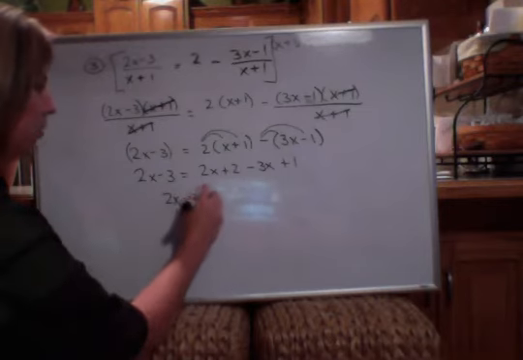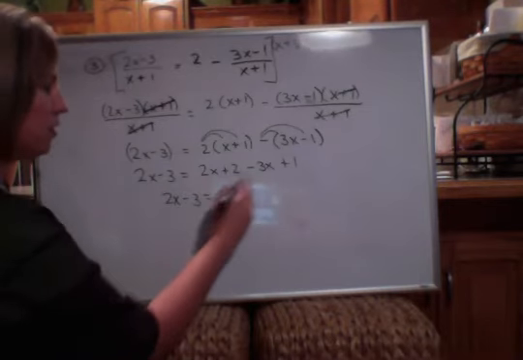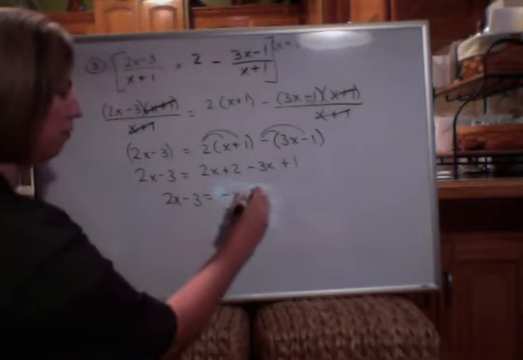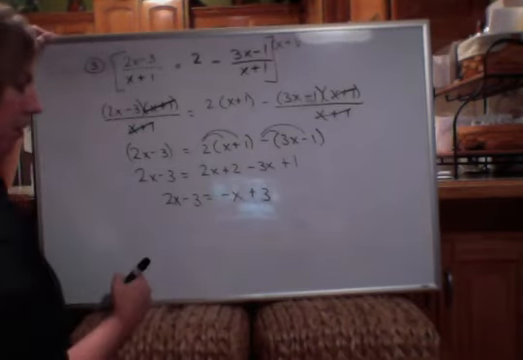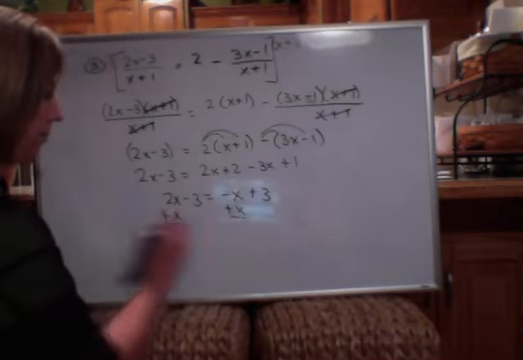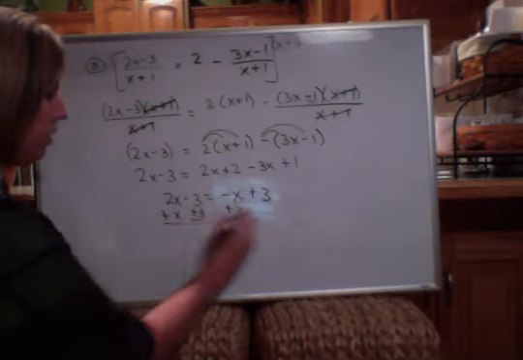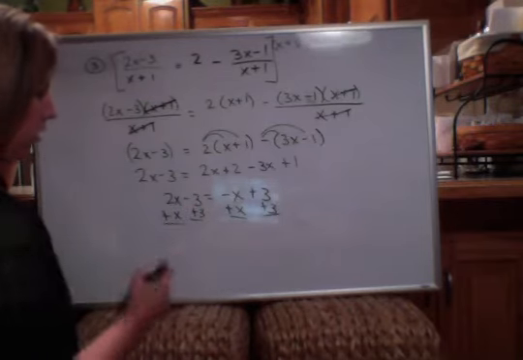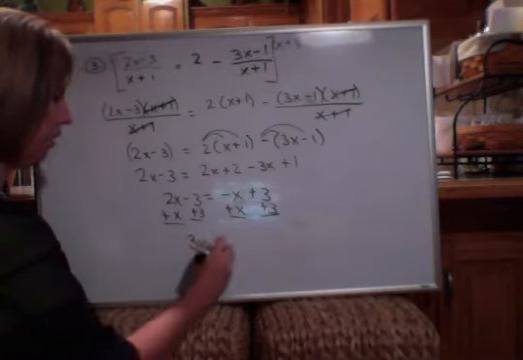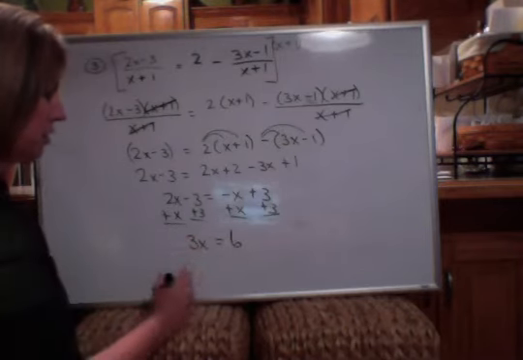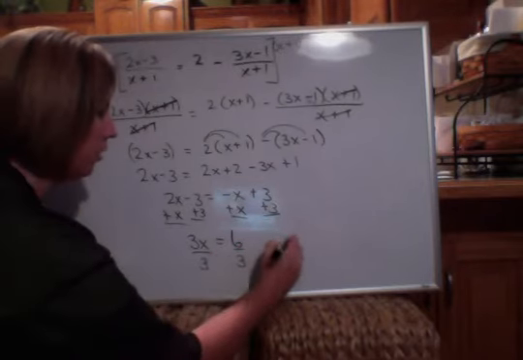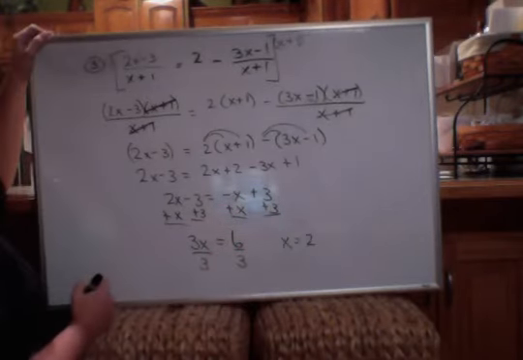Combine some like terms. So 2x minus 3x is negative 1x. And then 2 plus 1 is 3. And we're almost done now. We'll add x to both sides. And we'll add this 3 to both sides. So we end up with 2x plus 1x, which is 3x, is equal to 3 plus 3, which is 6. And finally divide. So we find out that the solution here is x equals 2.